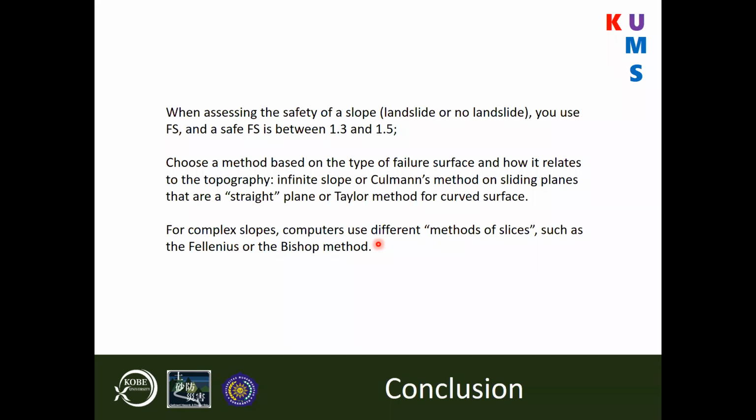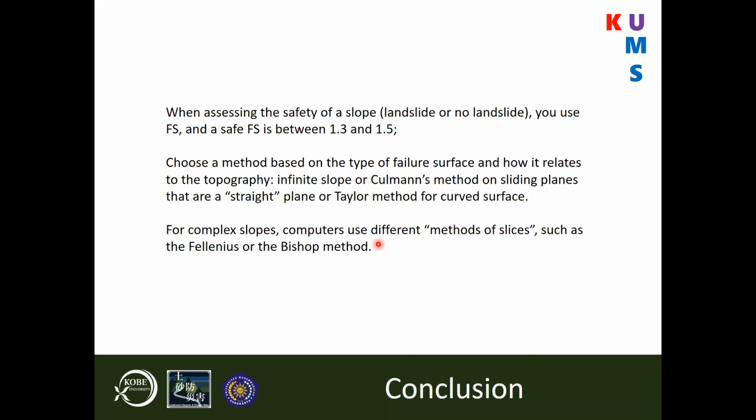But when you work with deep landslide and then it's moving on a curved surface, then you can use the Taylor charts to simulate the factor of safety. And when you have a lot of complex slopes with a lot of different elements, that's when actually what we saw today, the infinite slope model or the Taylor charts or the Kuhlmann methods, they are not enough. And then you need to go for other type of more complex system, like the methods of slice.